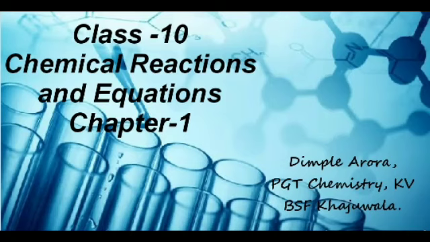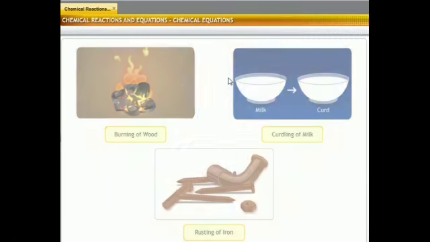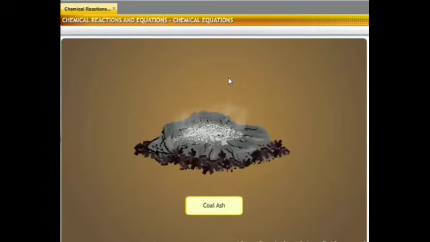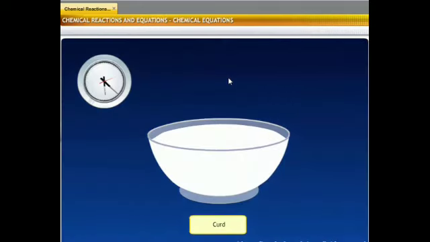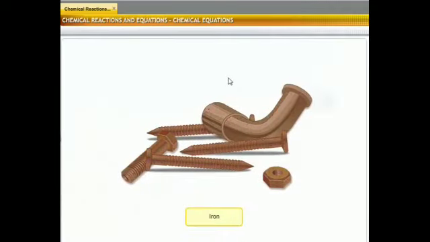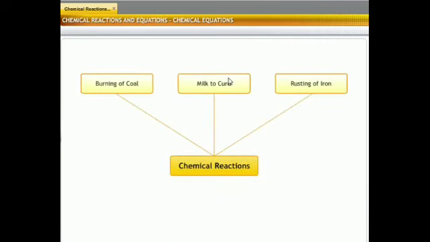So let us start. Today I am starting your science first chapter, chemical reactions and equations. There are a few examples: burning of coal, milk to curd, and rusting of iron, which are observed by you. All these examples are actually chemical reactions that can be represented by chemical equations.